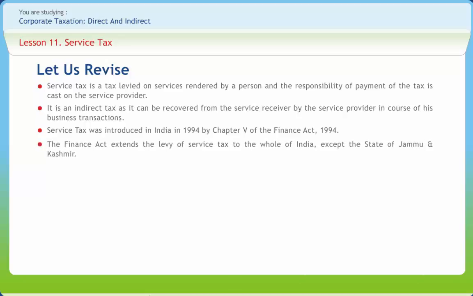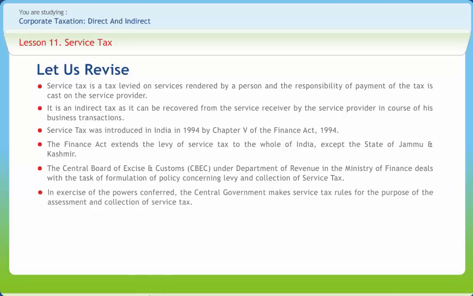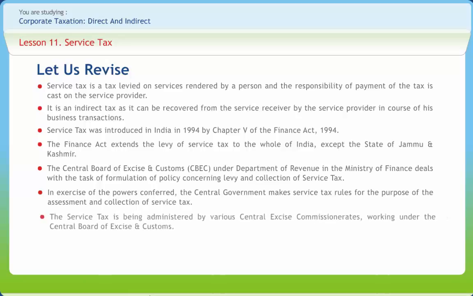The Finance Act extends the levy of service tax to the whole of India except the state of Jammu and Kashmir. The Central Board of Excise and Customs (CBEC) under the Department of Revenue in the Ministry of Finance deals with the task of formulation of policy concerning levy and collection of service tax. In exercise of the powers conferred, the central government makes service tax rules for the purpose of the assessment and collection of service tax. The service tax is being administered by various central excise commissionerates working under the Central Board of Excise and Customs.